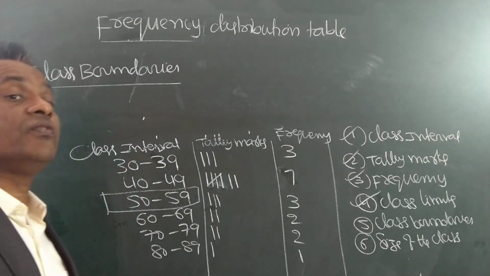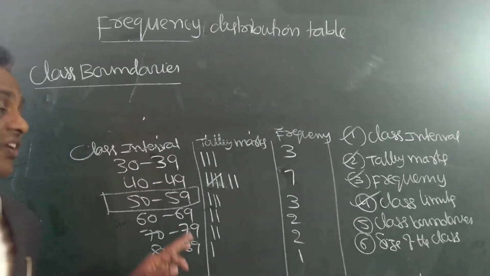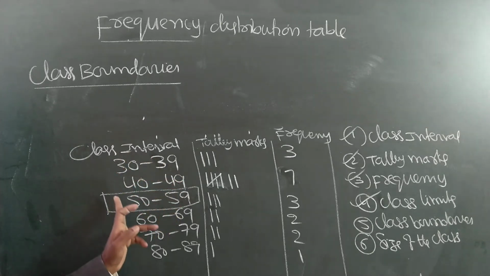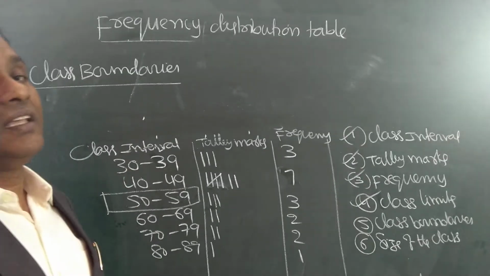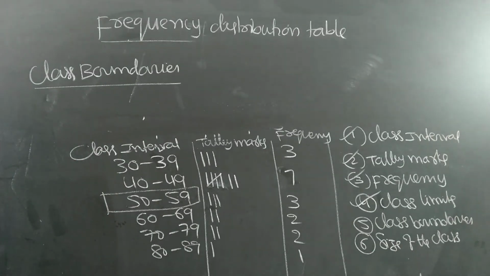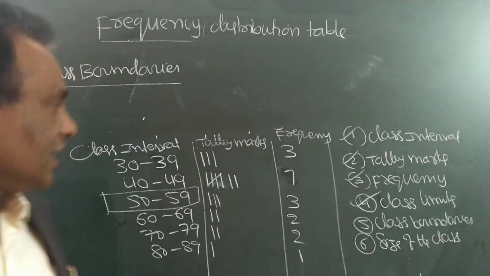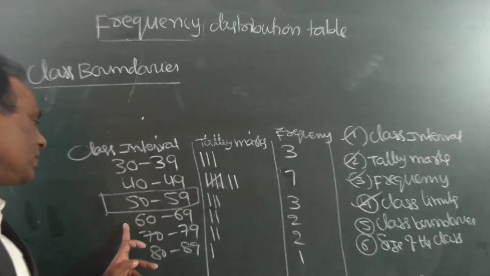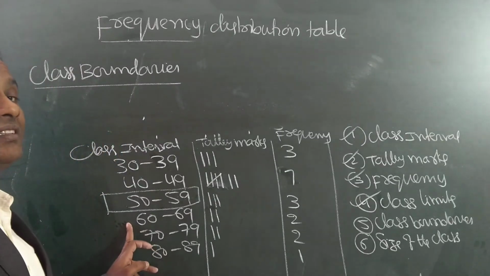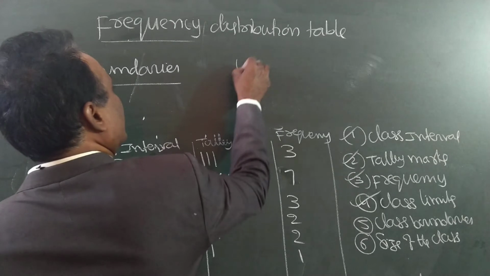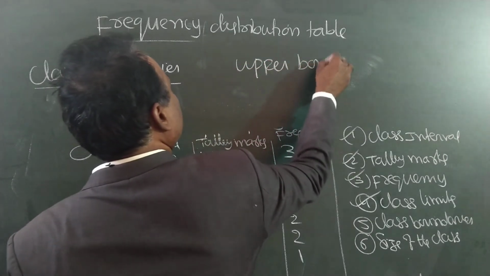The average of the upper limit of a class and the lower limit of the next class is called its upper boundary.